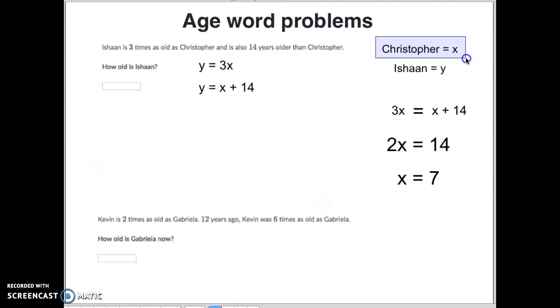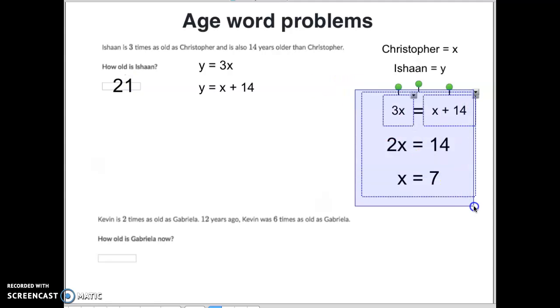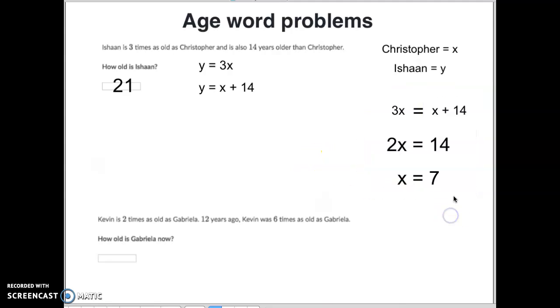We got to know, is that what they're actually asking? And the question over here says, no, how old is Shawn? Well, if Christopher's 7, we can plug that into the equation. 3 times 7 is 21. That means Shawn is 21 years old. Okay? So you got to not only solve it, but then you got to ask yourself, what is it they're really asking for, and do we have the right information? Sometimes you will at this point right here, but sometimes you won't.